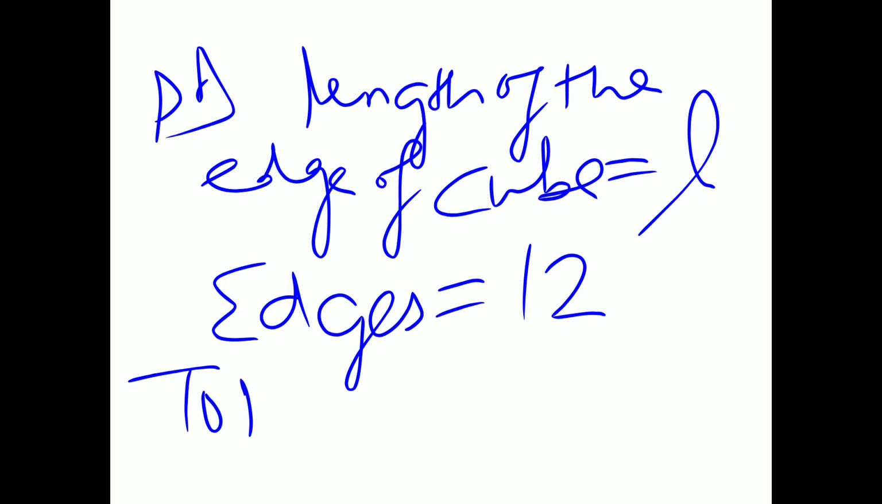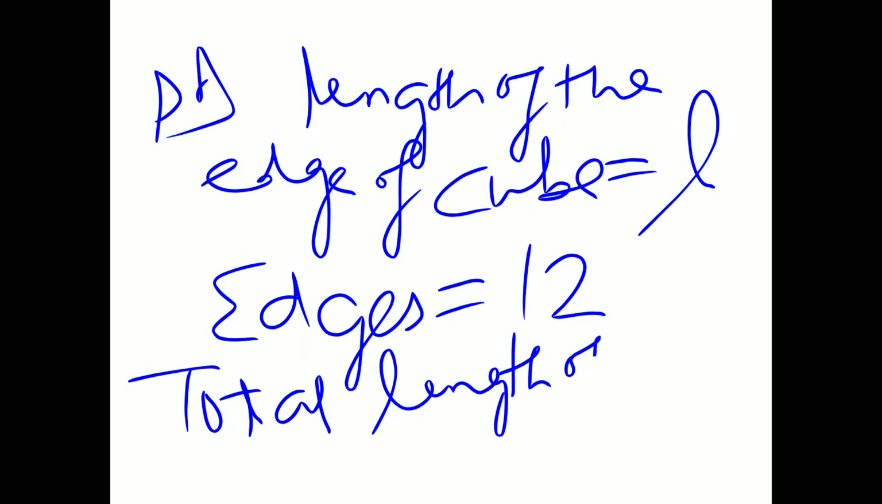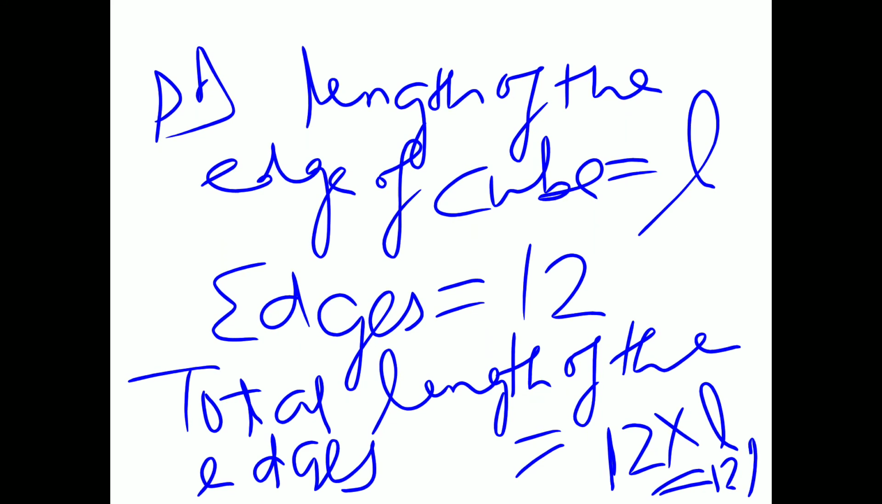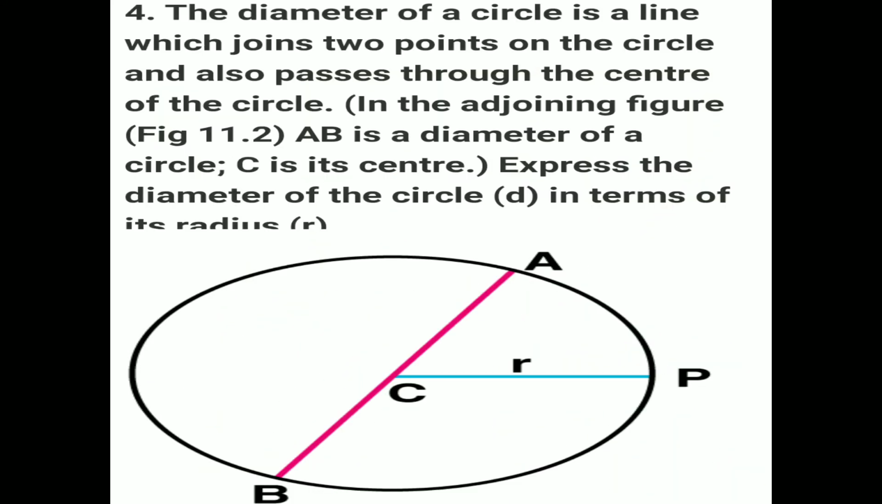So what will be the formula? Total length of the edges is, you have to multiply the length of the edge of the cube by the number of edges. Clear? So you multiply it, 12 into L, it will be equal to 12L. Clear? In this manner we do.